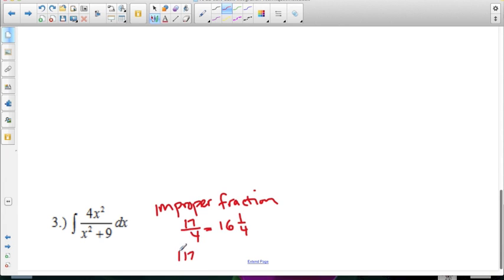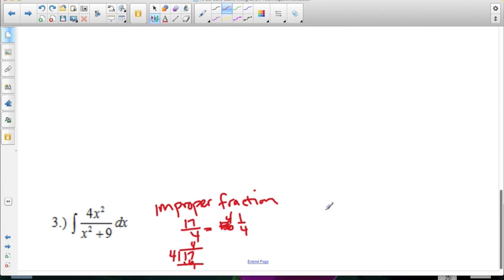We would take 17, if we were back in grade school, and divide it by 4. 4 goes into 17 4 times. Wow, that's a bad mistake. It's actually 4 1/4, because 4 times 4 is 16. Then we have a remainder of 1, and that becomes our proper fraction. So 4 1/4.